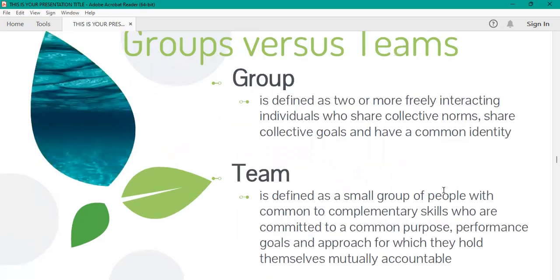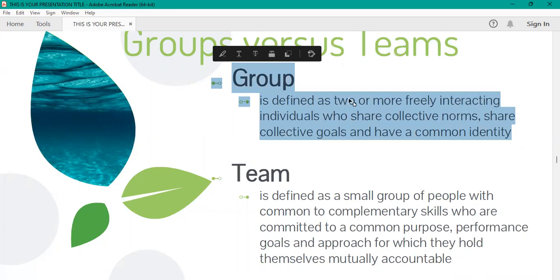So we have the definition between groups and teams. The first one is the group. A group is defined as two or more freely interactive individuals who share collective norms, share collective goals, and have a common identity. Okay, so a group is more like you interact freely with one another, sharing collective norms, goals, and identity. That is what is meant by a group.